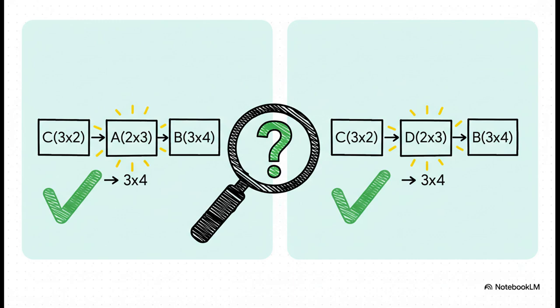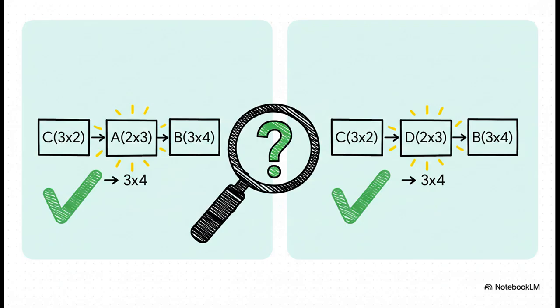If we try C times A, we get a 3 by 3, which can then be multiplied by B to get a 3 by 4. Okay, so that works. But wait, if we try C times D, we also get a 3 by 3, which can also be multiplied by B to get a 3 by 4. They both work. They're both conformable. Our deduction has taken us as far as it can go.